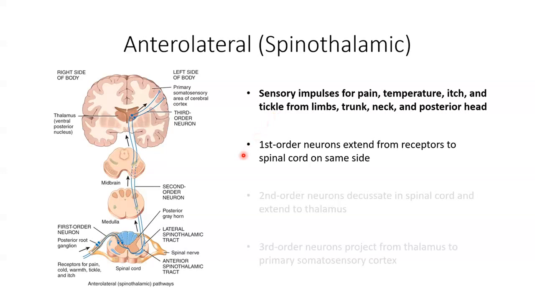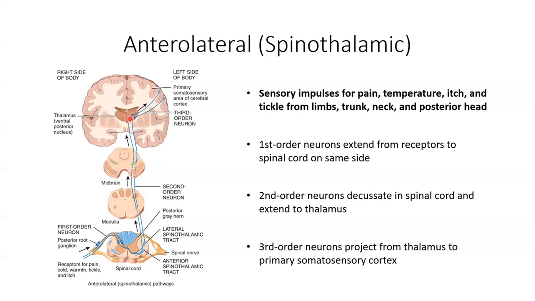Our first order neurons will connect the receptors to the spinal cord, and again, the cell bodies of these neurons we find in that posterior root ganglion. The first order neurons will synapse with the second order neurons in the spinal cord. Again, they will decussate and then pass upwards through our spinothalamic tract all the way up to our thalamus. Our second order neurons synapse with our third order neurons in the thalamus, and again they project out to our primary somatosensory cortex on the same side of the body.